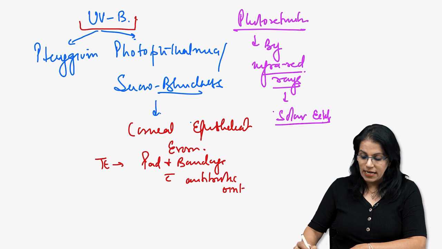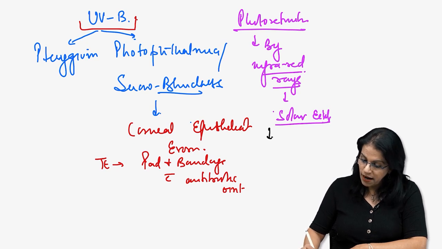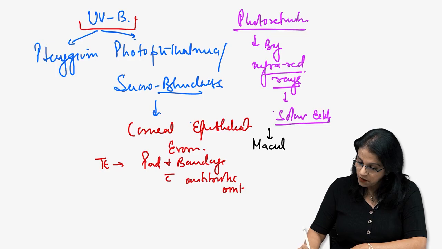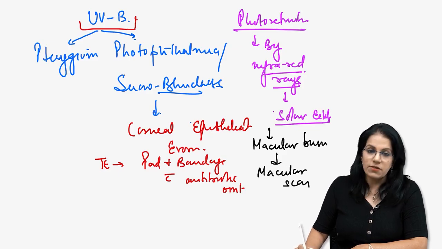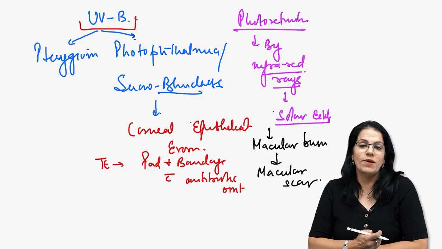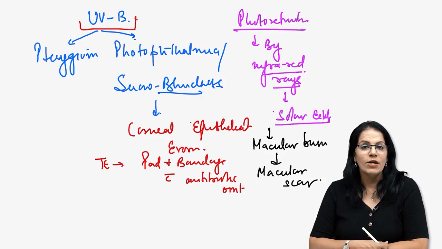What happens with this? Infrared rays can actually damage your macula, leading to a macular burn, and this macular burn will lead to a macular scar. And treatment: no effective treatment. How can you treat a macular scar already formed? So, no effective treatment.